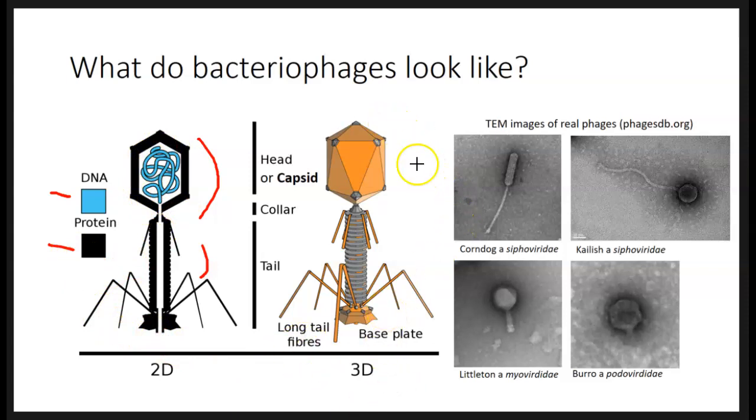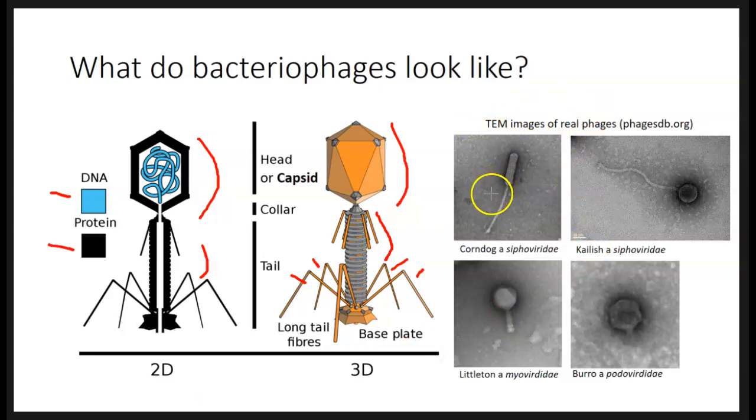This is a 3-dimensional picture of that phage, and so you can see the protein capsid shell and the long tail, and also these tail fibers that allow the bacteriophage to attach to its bacterial host. So this is a model of T4 bacteriophage, but on the right there are some transmission electron micrographs of some other real phages.